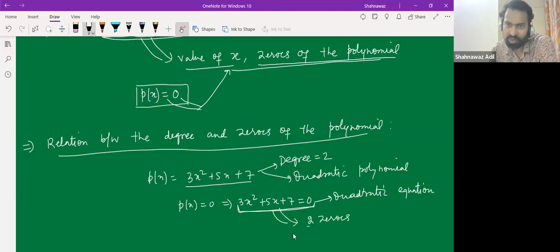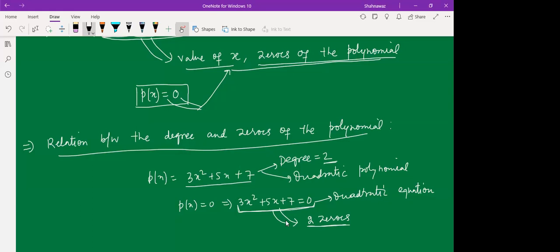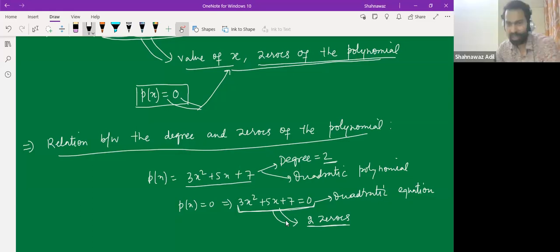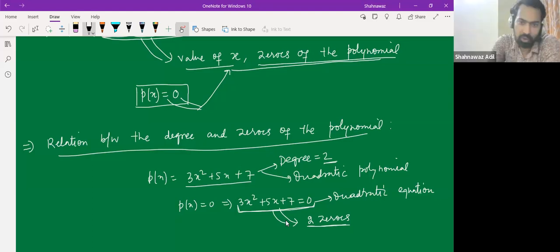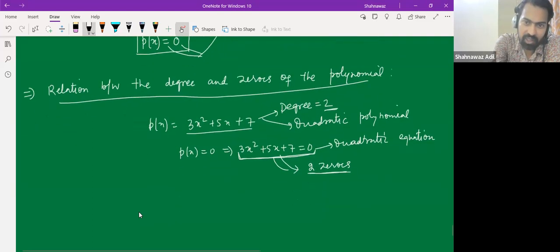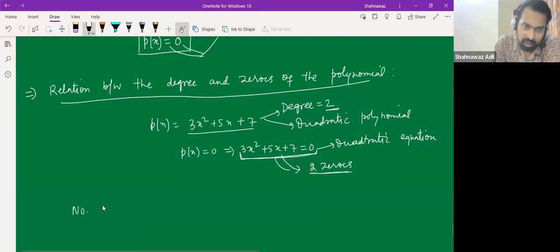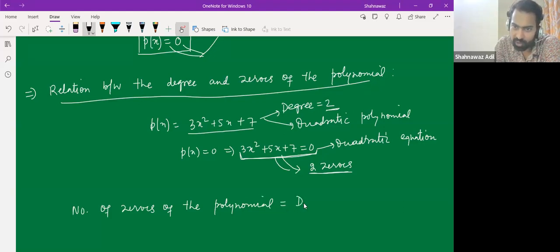So this quadratic equation will have two zeros. Can you guys see that the degree is 2 and the zeros are also 2? So if the degree is 3, then the zeros will be 3. Yeah, absolutely right. So this is the relation between the degree and zeros of the polynomial. The number of zeros of the polynomial will be equal to the degree of the polynomial.